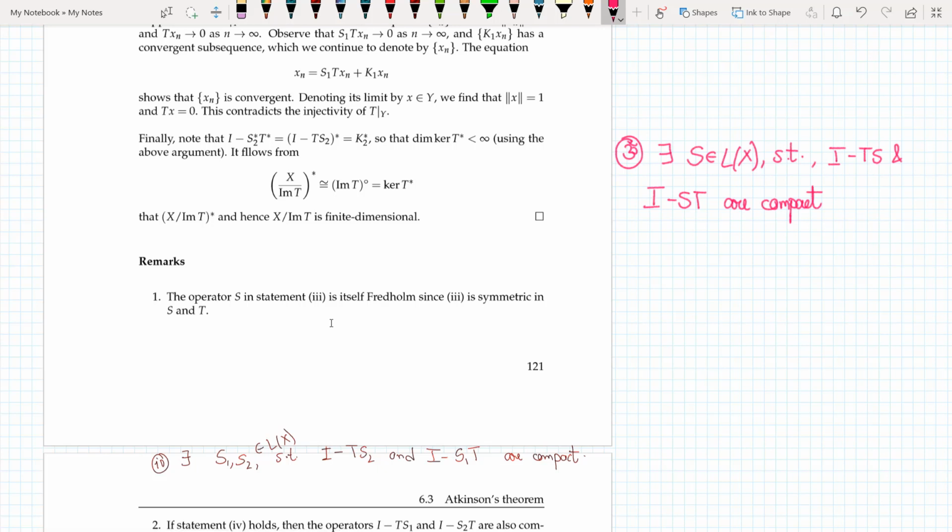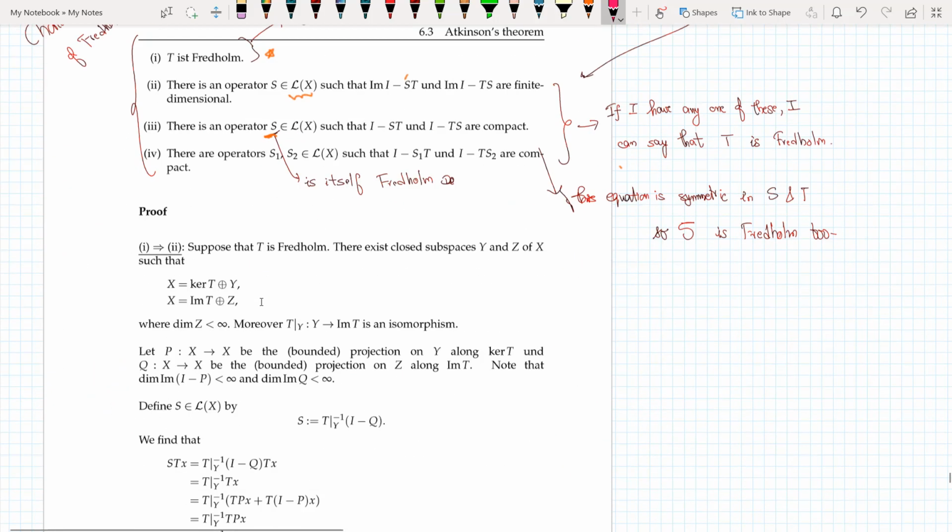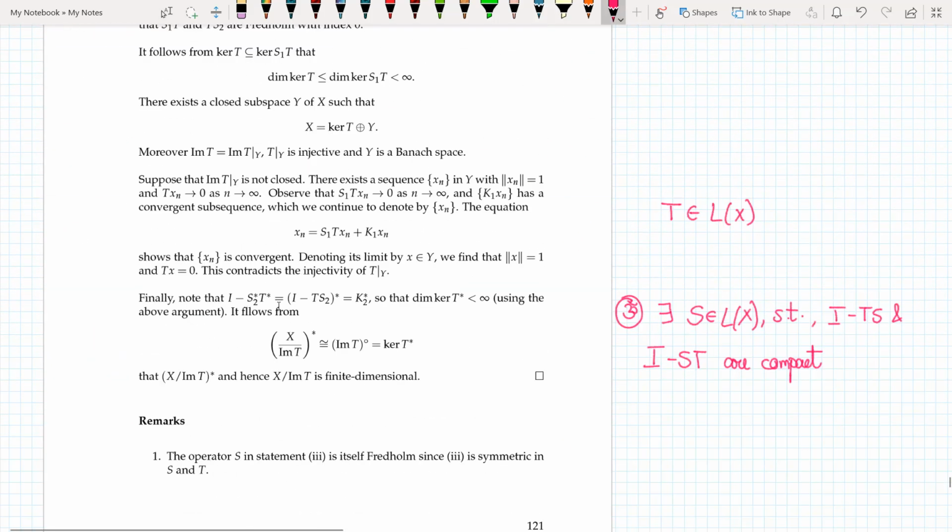Now initially I knew that T belonging to L(X) and X was given to be a Banach space in my proposition, if I remember correctly. Yes, X was a Banach space and T was in L(X). And then I say that T is Fredholm is equivalent to this. The operator S in statement 3 is itself Fredholm. It's Fredholm because it's symmetric in S and T.